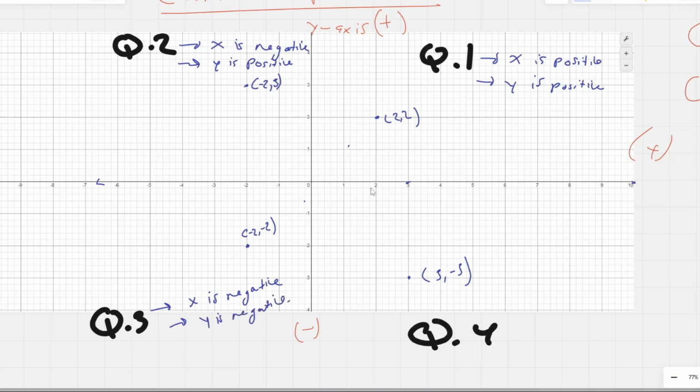Okay, you can refer to the points. Look at the point itself. You can see in this case both are positive. In this case, you can see the x is negative, y is positive. For this point, both x and y are negative. See that? All right.